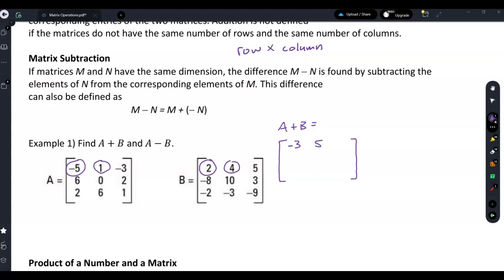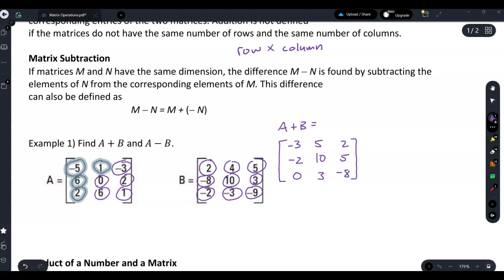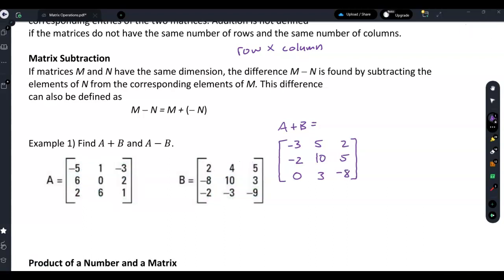1 plus 4 would be 5. -3 plus 5 would be 2. 6 plus -8 is -2. 0 plus 10 is 10. 2 plus 3 is 5. And then the last row, 2 plus -2 is 0. 6 plus -3 is 3. 1 plus -9 is -8. So there's not necessarily any work to show here in order to add two matrices.